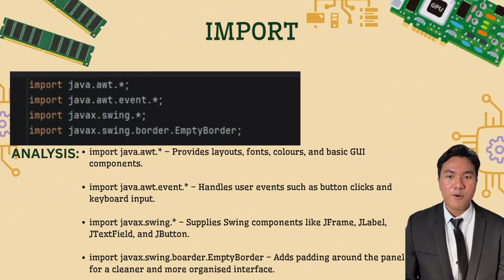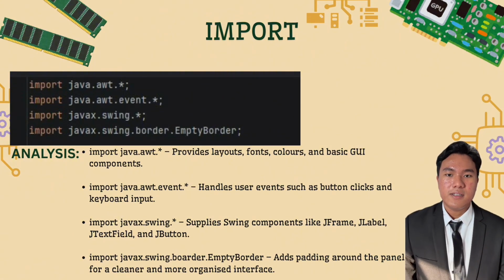For this part, we import the required Java libraries that allow our program to build a graphical user interface and respond to user actions. First, import java.awt. It imports the AWT package which provides basic GUI components such as layout, fonts, and colors used to design the application window. Next, import java.awt.event. It imports the event package. This allows the program to detect user interaction such as pressing the enter key or clicking the clear button.